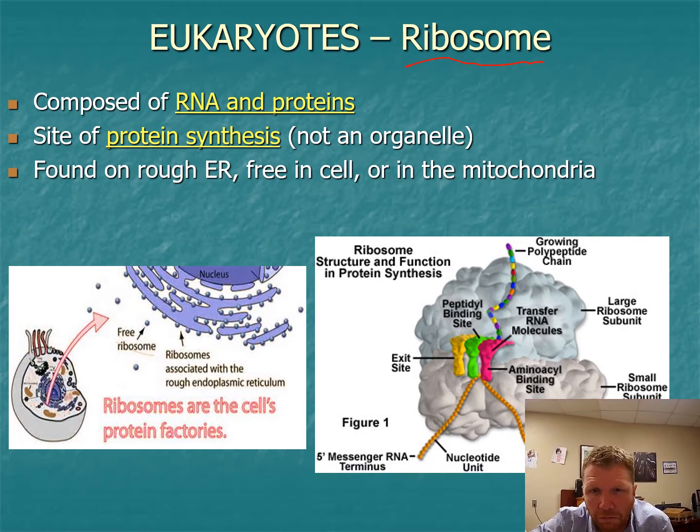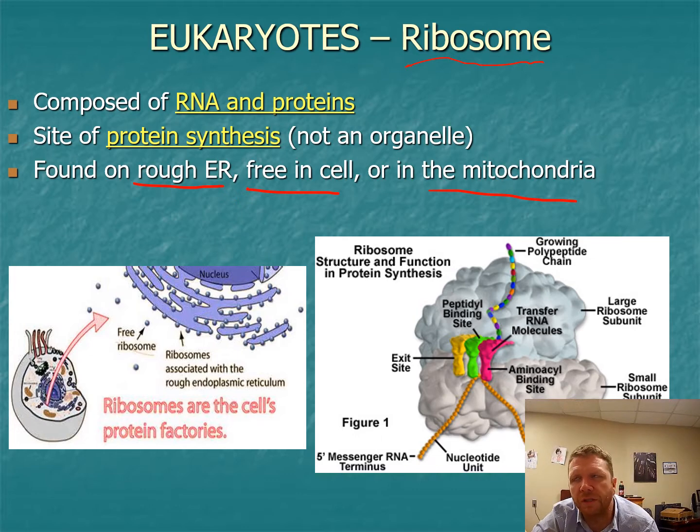And this is something you might think seems a little bit odd, but that's because of the evolutionary history of the mitochondria. It's theorized that it was its own standalone organism at one point in the past. So it has its own genetic material, its own means of surviving. So it's a symbiotic relationship between a eukaryotic cell and a mitochondria. So our ribosome is found on our rough ER, free within the cell, or in the mitochondria.